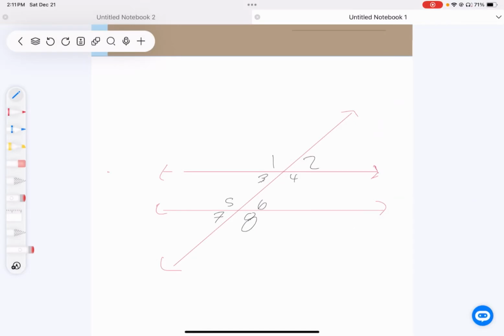Okay, so today we'll be discussing the concept of parallel lines crossed by a transversal. So here we can see clearly that these two lines are parallel to each other, and we can mark these A, B, say that A is parallel to B. And we can see that it's crossed by a transversal, C.